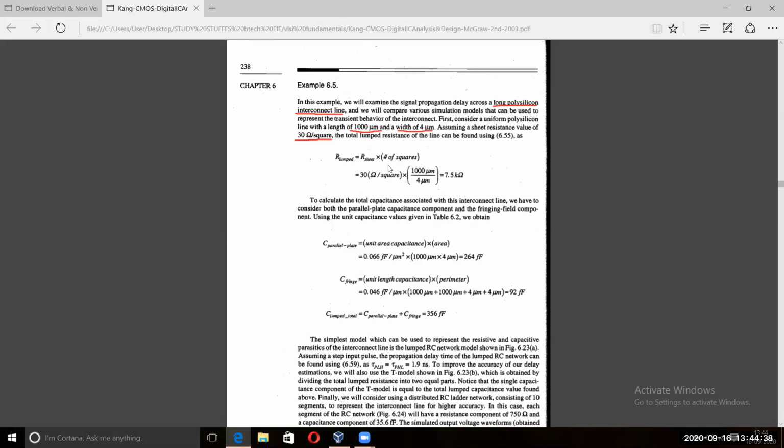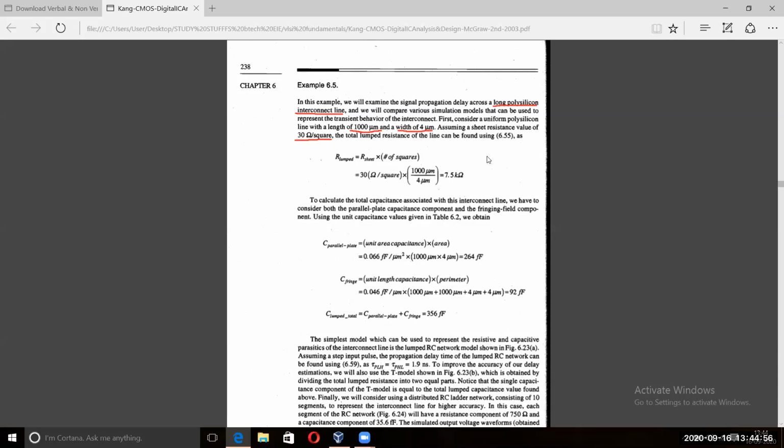Okay. Then we have to multiply for the R lump. It was R sheet into L by W. So that's what we are doing here. This is the length and width, L by W. Then we are getting 7.5 kilo ohm. Okay. So this is the R lump we have calculated.